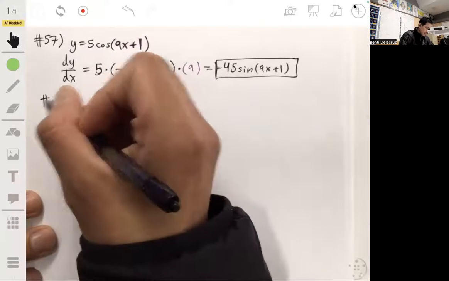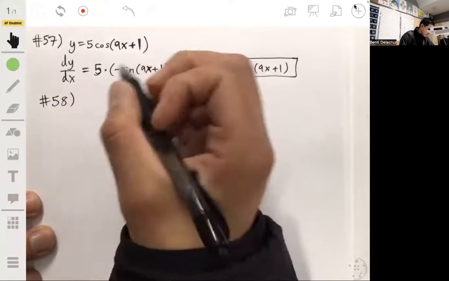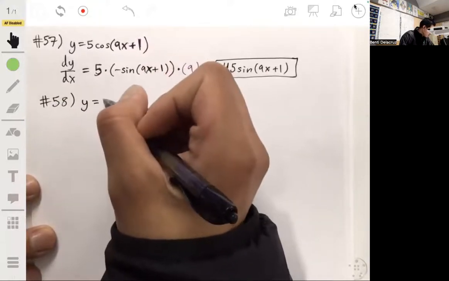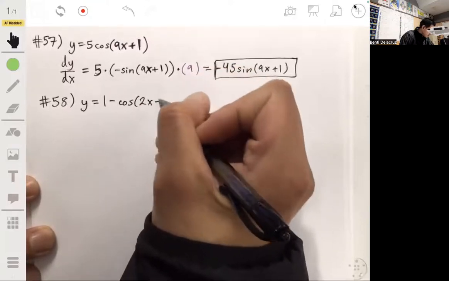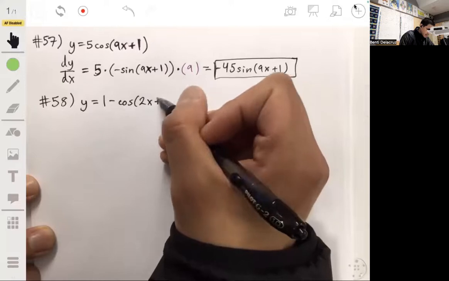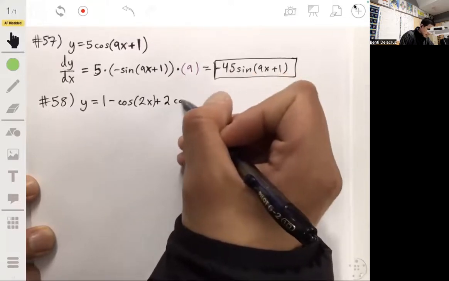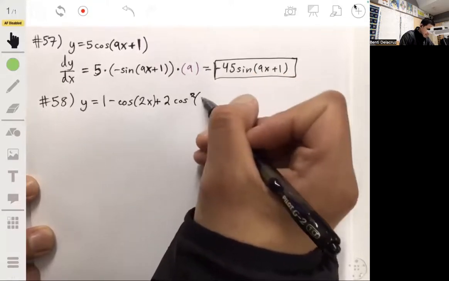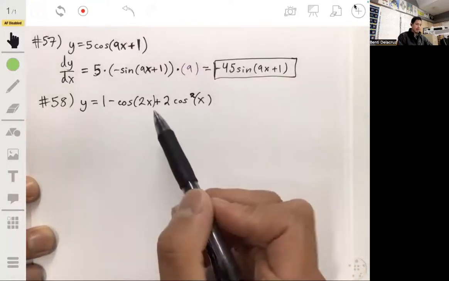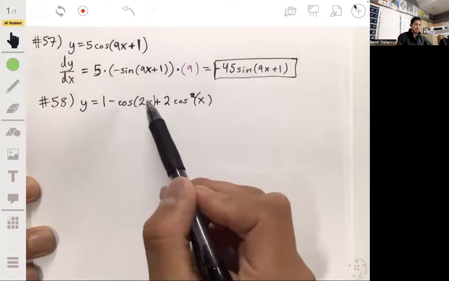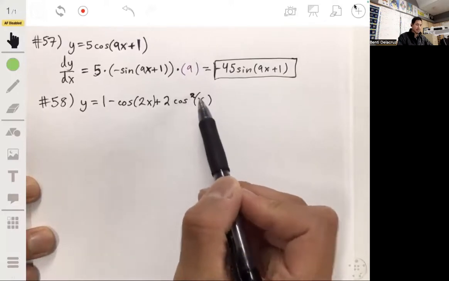All right, now in 58, we got that y is equal to 1 minus the cosine of 2x plus 2 times the cosine squared of x. So we have a function inside this function, and we have the squared function in here.